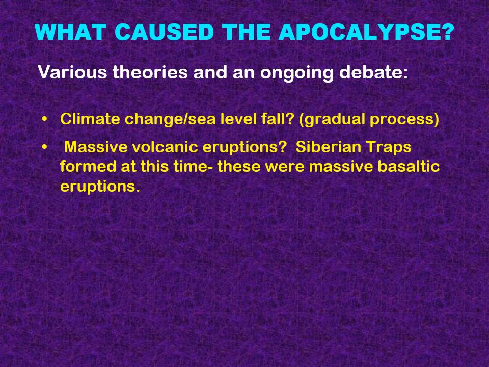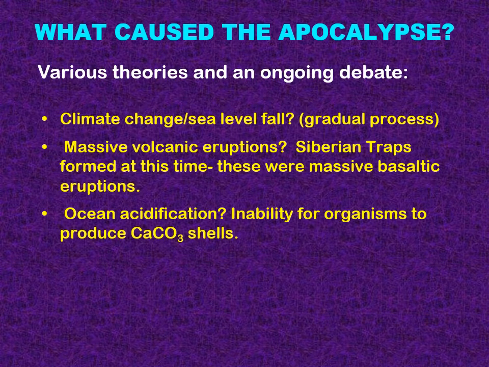Massive volcanic eruptions are a possibility too. In what is now Siberia, in the Permian, there were massive amounts of basaltic eruptions. Lots and lots of basaltic eruptions. This could have added a lot of carbon dioxide to the atmosphere, which could have then driven a change in climate and a fall in sea level. Ocean acidification, again, means an inability for an organism to produce that calcium carbonate shell. This can also be influenced by changes in climate.